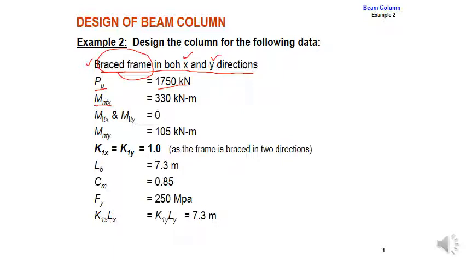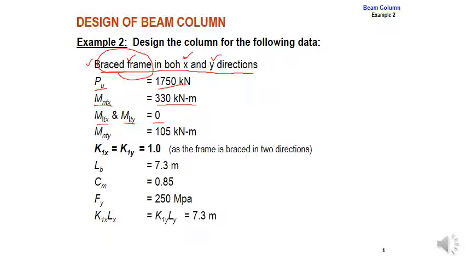MNTX, the no sway condition, meaning no translation case in x direction, the moment will be 330 kilonewton meter. MLTX and MLTY are equal to 0. Why is that so? Because in x and y direction, your braced frame is properly braced. So braced means no sway condition, so lateral translation is restricted.